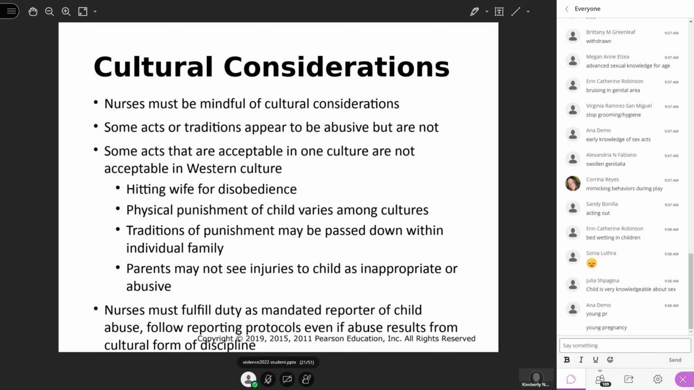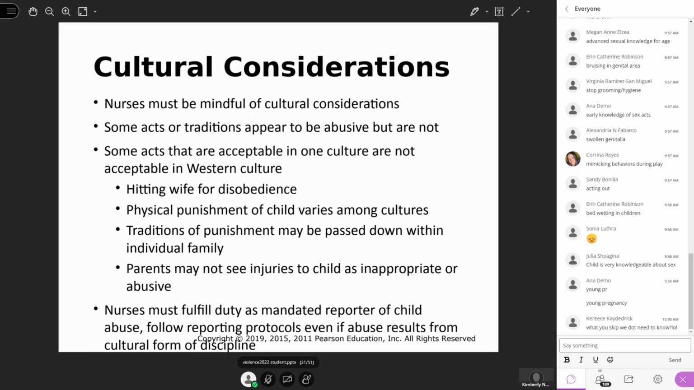Some things that are going to be important is to make sure we are mindful of some cultural considerations before we just jump to the conclusion that abuse might be happening, because in other countries and other cultures, things may differ.